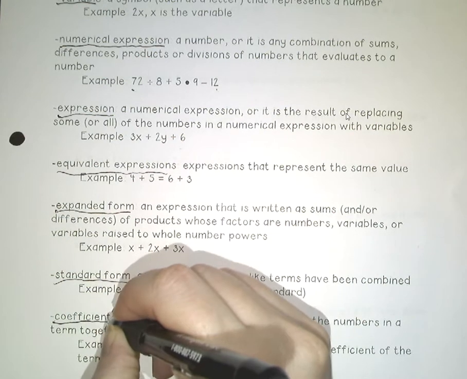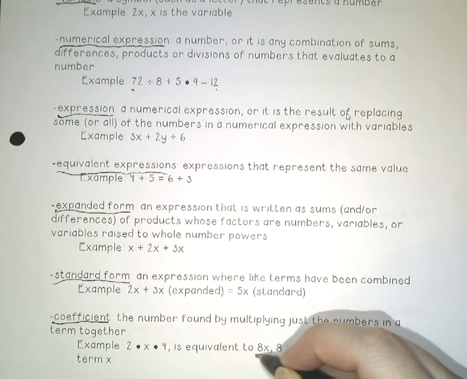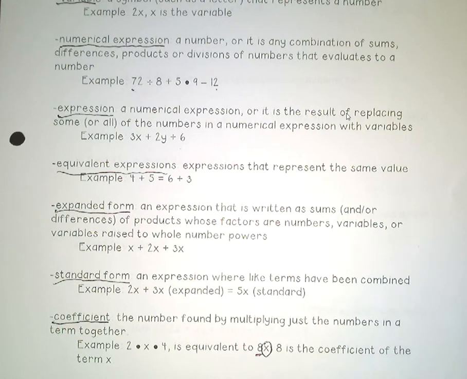Coefficient. Coefficient is the number found by multiplying just the numbers in a term together. For example, 2 times x times 4 is equivalent to 8x. 8 is the coefficient of the term 8x. So basically, coefficient is a number that is multiplied by the variable. Coefficient is just a number. Variable is just a variable.